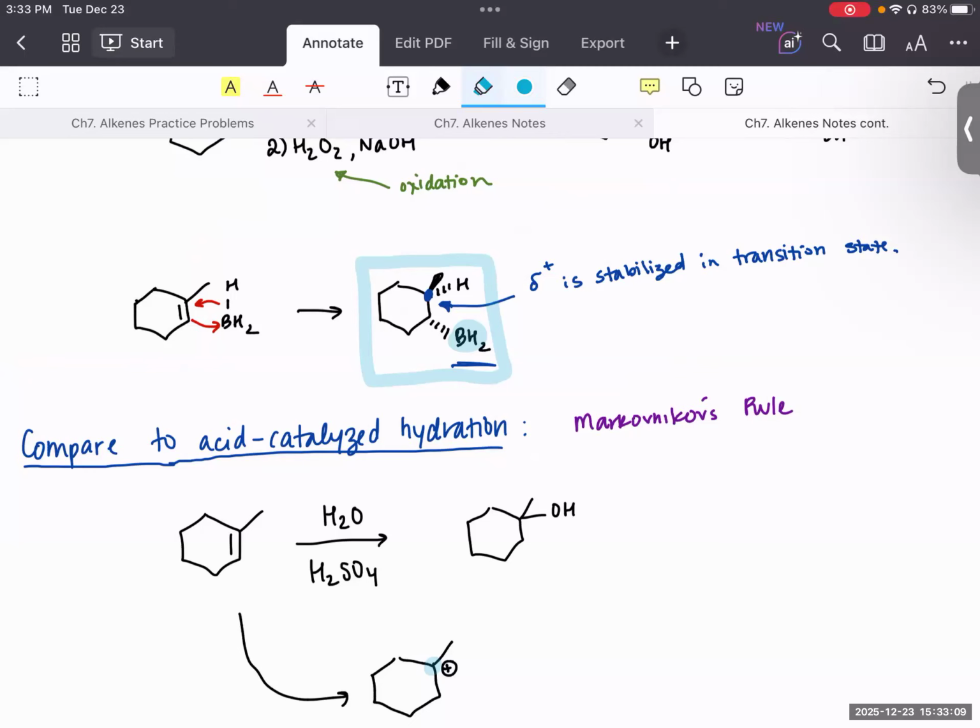As well, a reminder for acid catalyzed hydration: we get a mixture of products because the OH attacks a carbocation. And so we get both products, where they're both wedged and dashed.